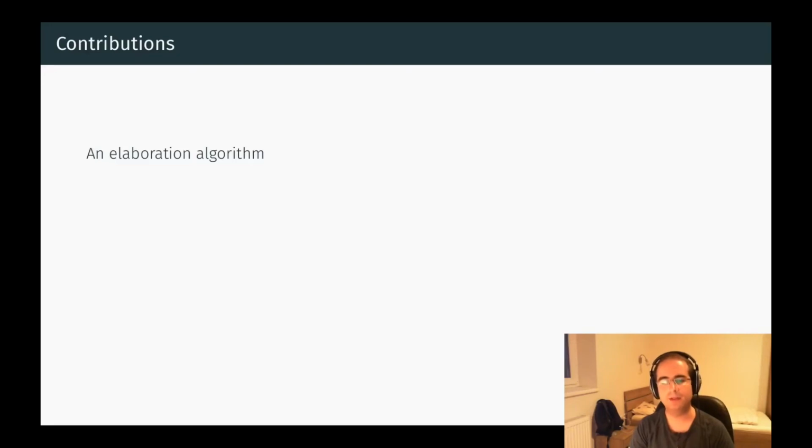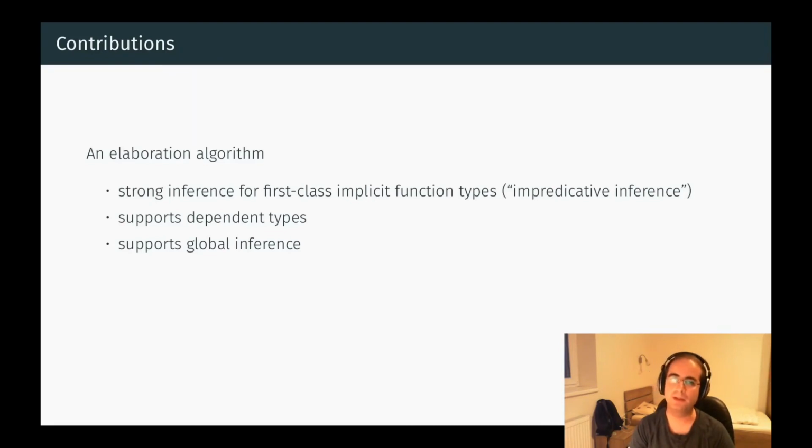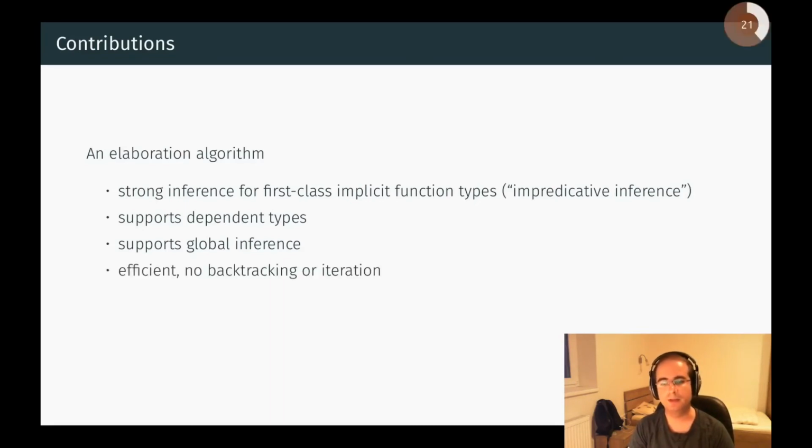With that said, to summarize the contributions of the current work, we have an elaboration algorithm which supports strong inference for first-class implicit function types, or impredicative inference, and it also supports dependent types and global inference, which means that the whole module or program can be considered in inference and not just particular function applications, as in some previous works. The algorithm is also efficient, it uses no backtracking or iteration, and it actually traverses the pre-syntax exactly once. And lastly, the algorithm is a modest extension of bidirectional elaboration as implemented in Agda.